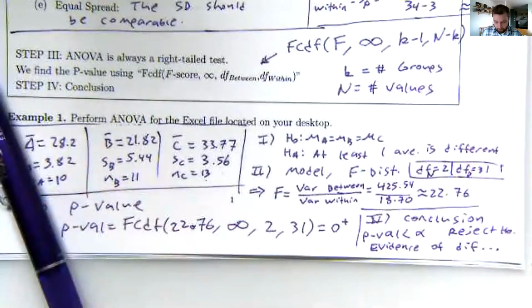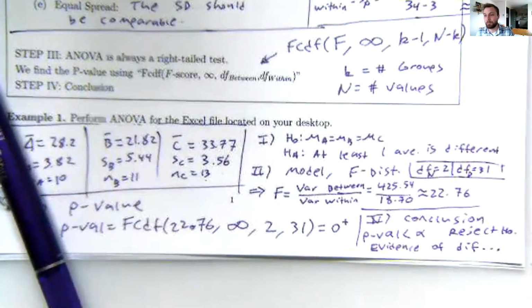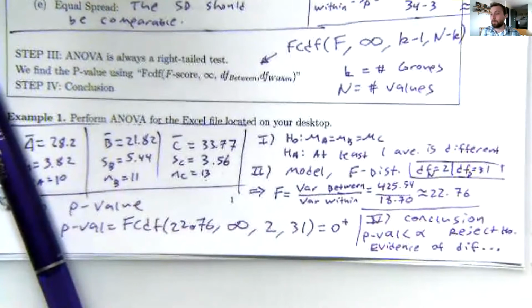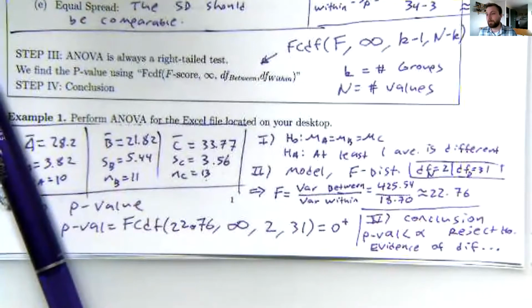Now, just because I have evidence of a difference, I kind of have a little bit of a lackluster conclusion there. I don't know which groups are different. So I don't know if it's A and B, A and C, B and C. I still have to do all of those comparisons thereafter, but at least I know it's worthwhile to do all of those extra tests, because if I would have failed to reject, then everything would look roughly the same to me.